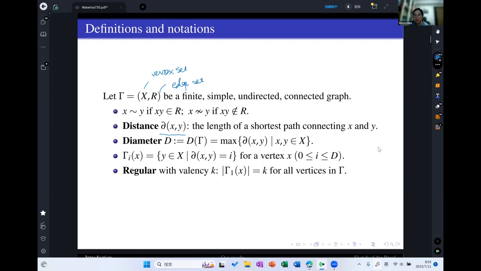A diameter of a graph is the maximum distance over all pairs of vertices. Now I use gamma i of x to denote the set of vertices whose distance from x is i. And a graph is called regular with valency k if the cardinality of gamma 1 of x is k for all vertices in gamma.